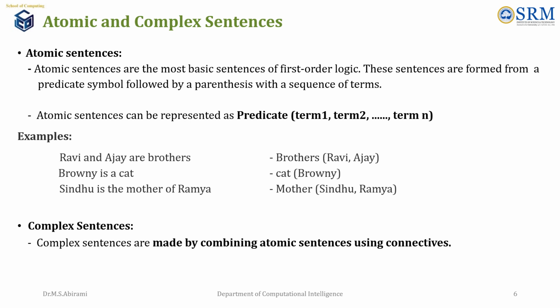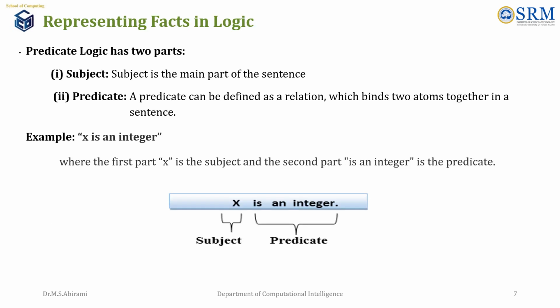Atomic sentences can be represented as predicate(term1, term2, and so on up to termn). Example: Ravi and Ajay are brothers, which can be represented as Brothers(Ravi, Ajay). Brownie is a cat can be represented as Cat(Brownie). Sindhu is the mother of Ramya, which can be represented in predicate logic as Mother(Sindhu, Ramya). Complex sentences are made by combining atomic sentences using connectives.